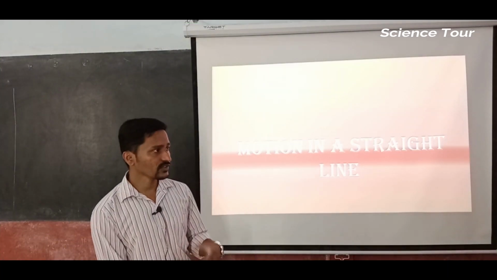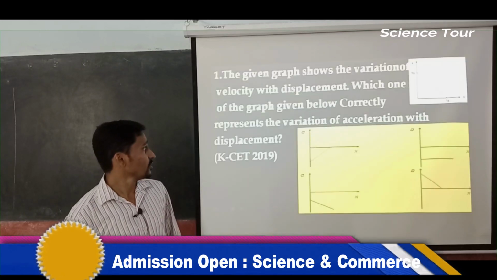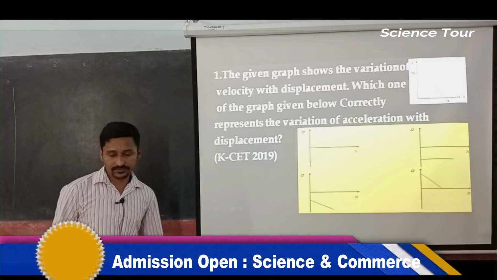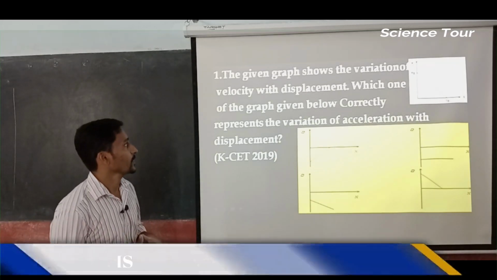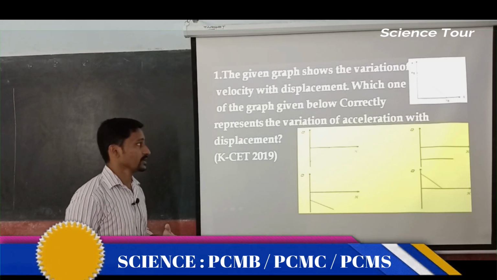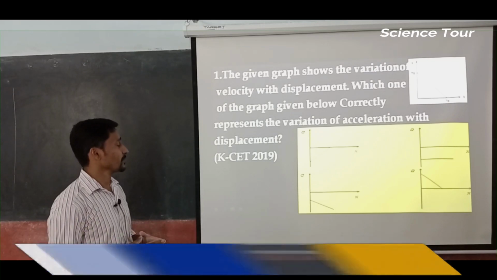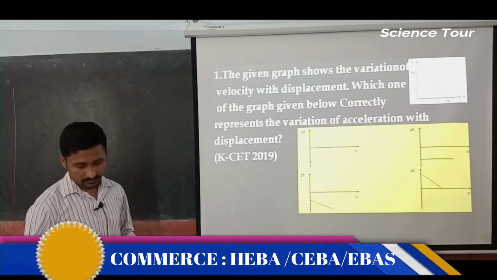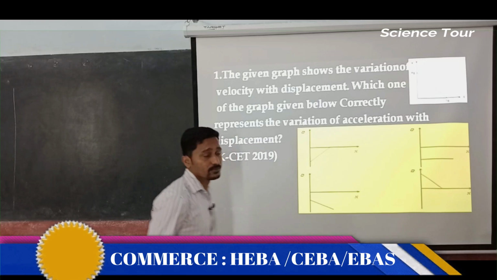Okay. So now we are going to talk about the questions again, motion in a straight line, and one of the questions you can see on the screen. It says that the given graph shows the variation of velocity with the displacement. Which one of the graphs given below correctly represents the variation of acceleration with the displacement? Means the graph given is velocity versus displacement.